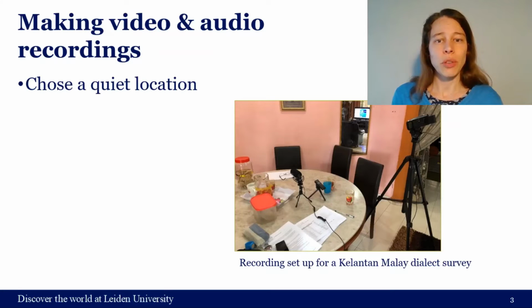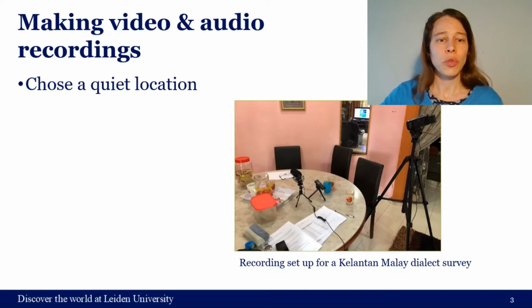When making a video recording for linguistic research or language documentation, always include the whole upper body of the speaker. Leave at least an arm-length space around the person recorded to make sure that gestures can also be fully visible.